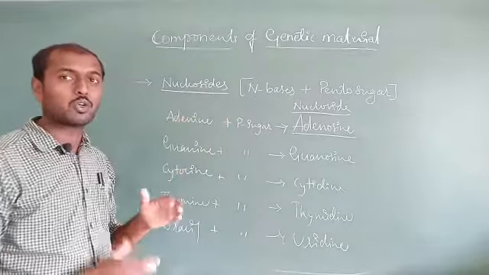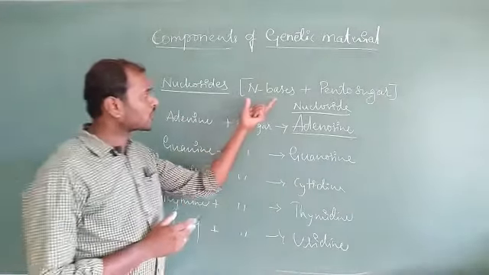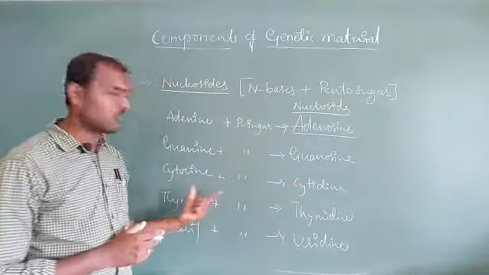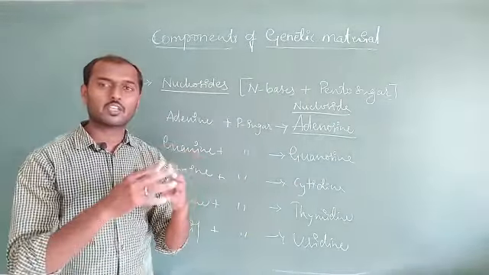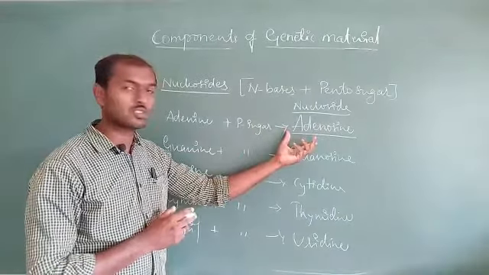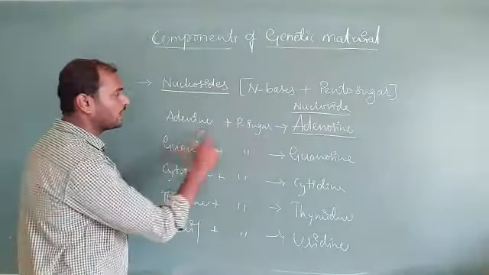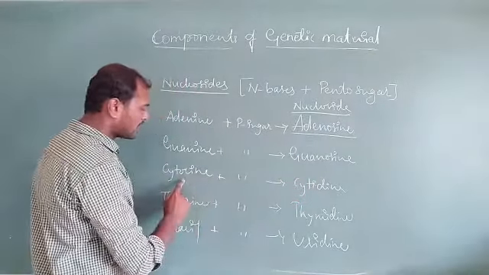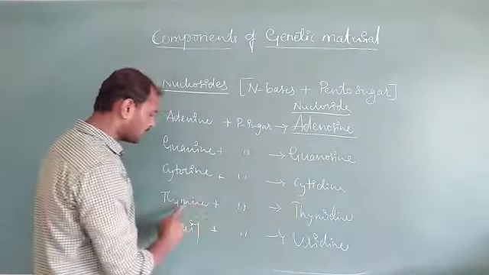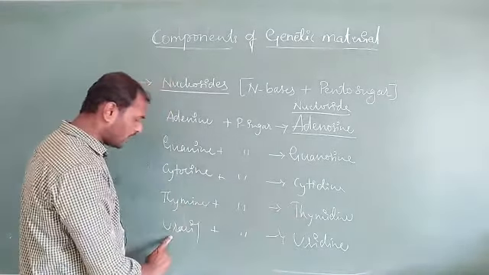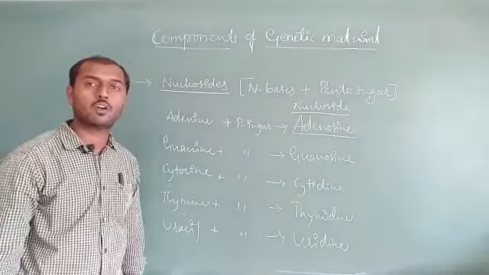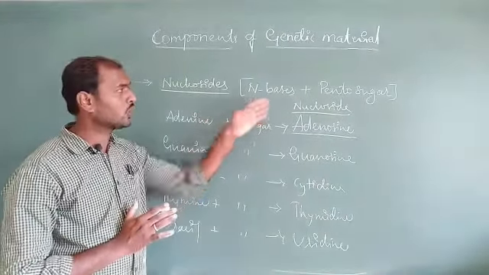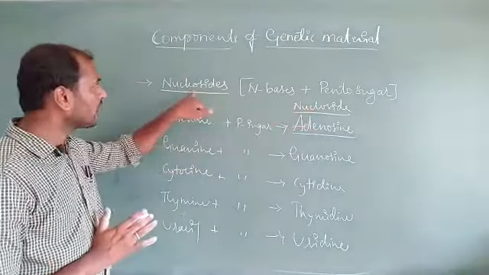So what is prepared now? The reaction of a nitrogen base with a pentose sugar is going to result in nucleoside formation. So adenine is going to form adenosine, guanine, guanosine, cytosine, cytidine, thymine, thymidine, and uracil, uridine. So this is the formation of nucleoside from the pentose sugar and the nitrogen base reaction.